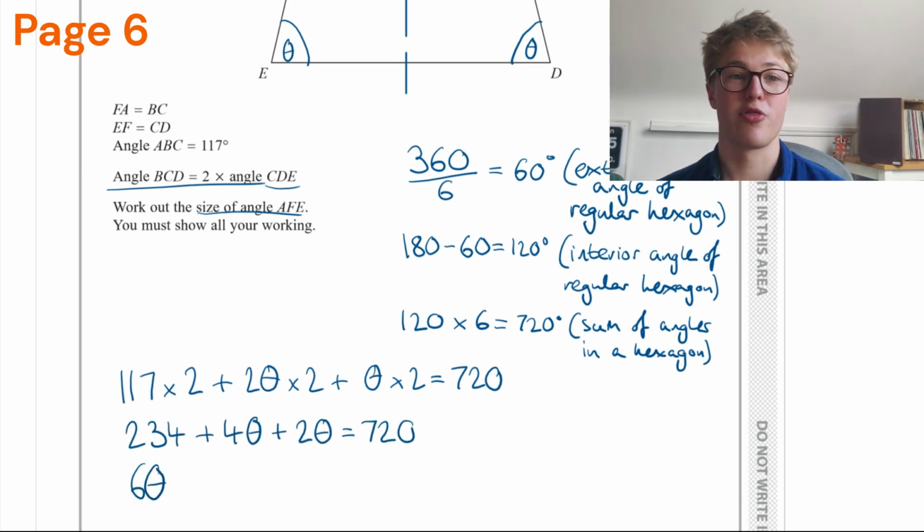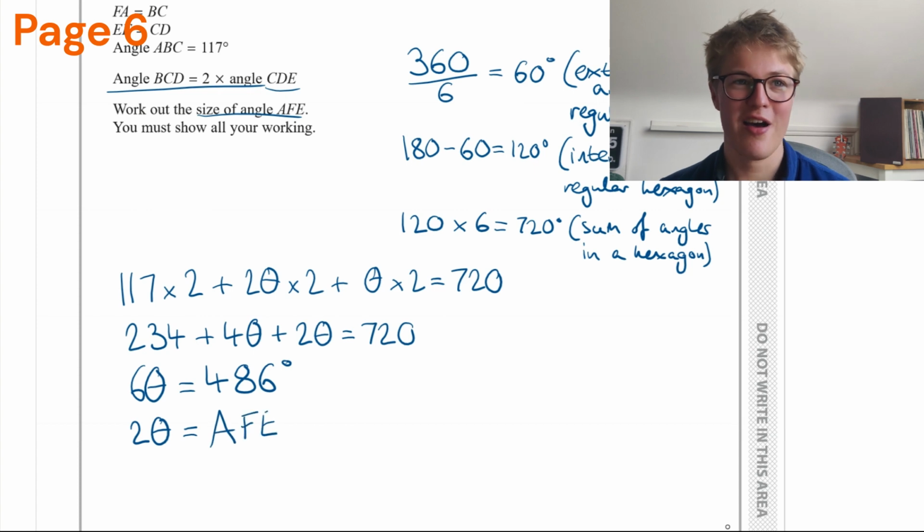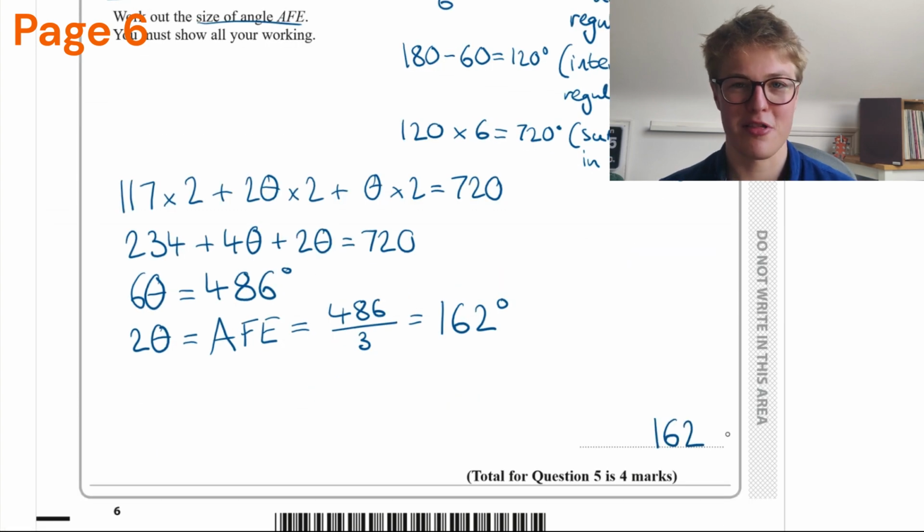I can then rearrange for theta, so I end up with 6 theta equals 486 degrees. Now that we have 6 theta equals 486 degrees, I can calculate 2 theta, because this is our angle AFE. That is going to give us 162 degrees as our final answer.